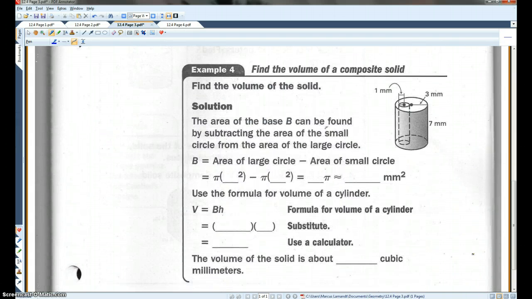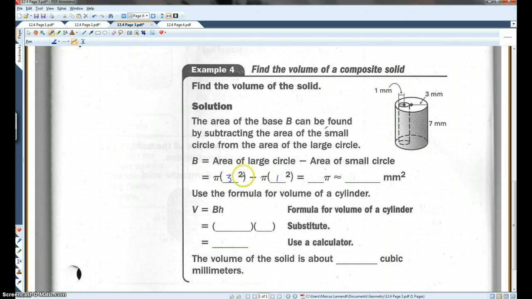Alright, example 4. Find the volume of a composite solid. Find the volume of the solid. Alright, the area of base B can be found by subtracting the area of the small circle from the area of the larger circle. Okay? So this is what I'm going to do. I'm going to find the area of the large circle. The large circle has a radius of 3. So pi times 3 squared will give me the area of the larger circle. The area of the smaller circle can be found with pi times 1 squared, because the radius of this circle is 1.